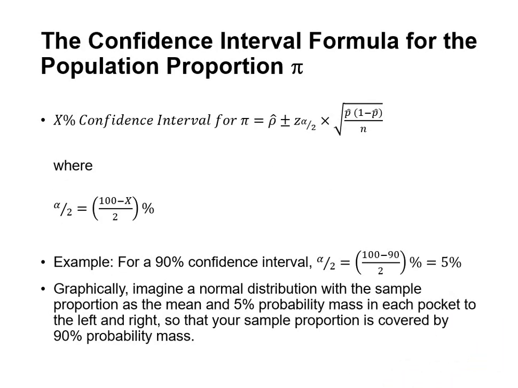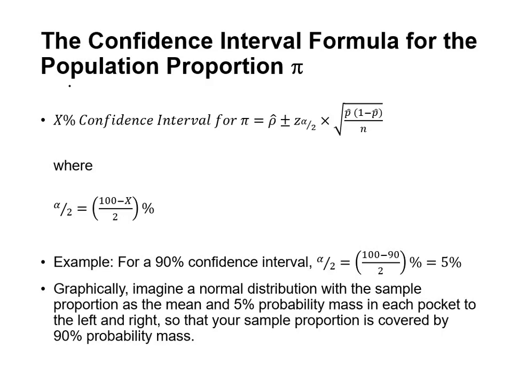So let's take a look at the formula for the population proportion. The X% confidence interval for the population proportion pi is equal to the estimated proportion from our sample plus minus z alpha half times the standard error. And again, alpha half is (100 minus x) over 2.